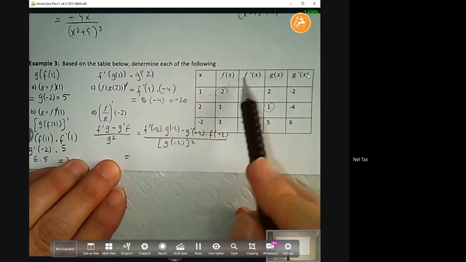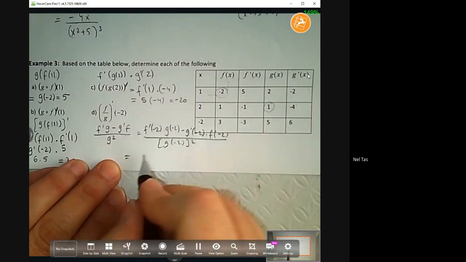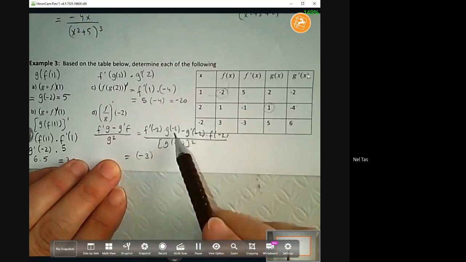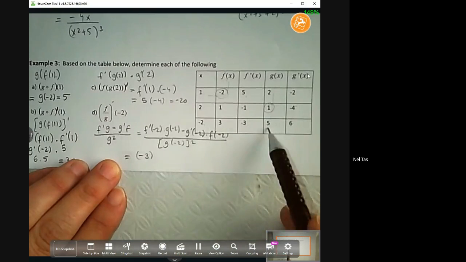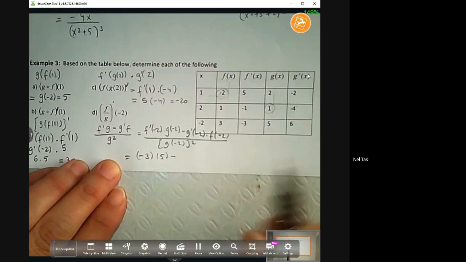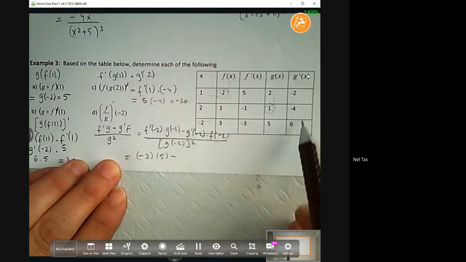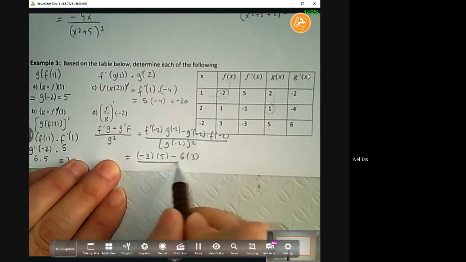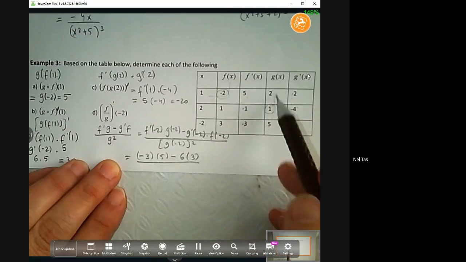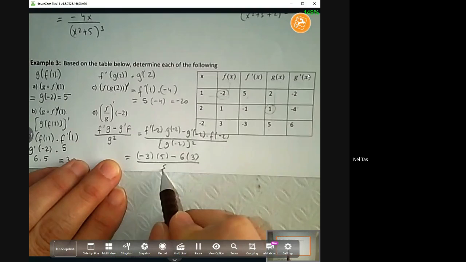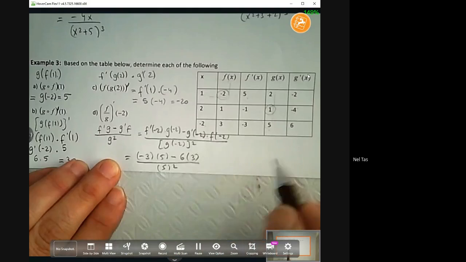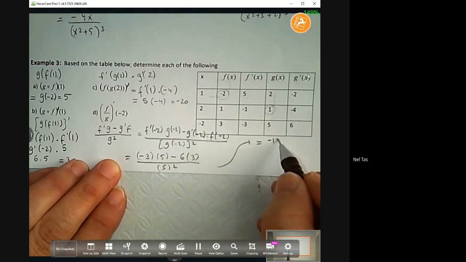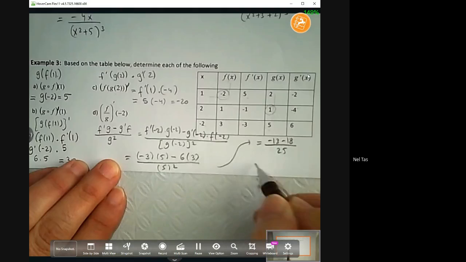F prime of negative 2 from the table is negative 3. G of negative 2 is 5, minus g prime of negative 2. G prime of negative 2 is 6. F of negative 2 is 2, over g of negative 2. G of negative 2 is 5, and we are going to square that. So you have negative 15 minus 12 over 25, negative 27 over 25.